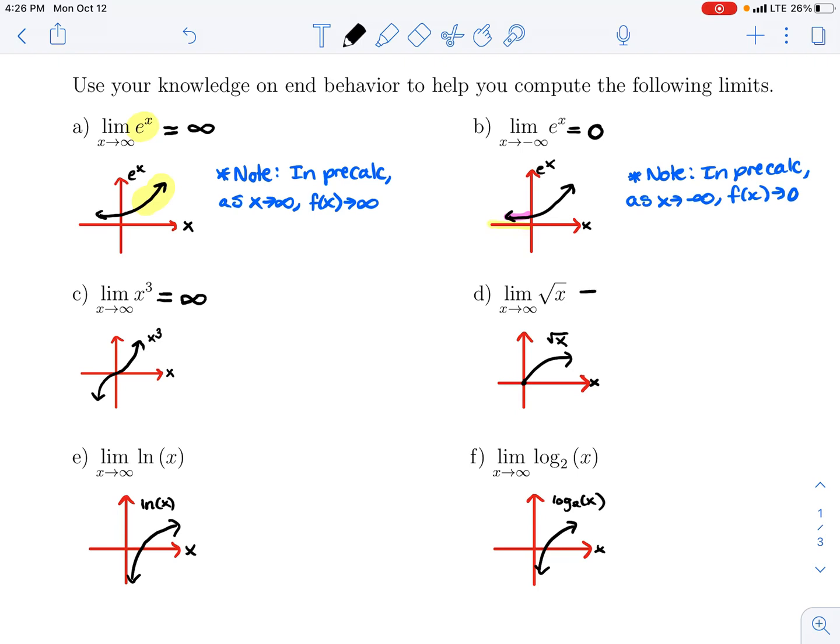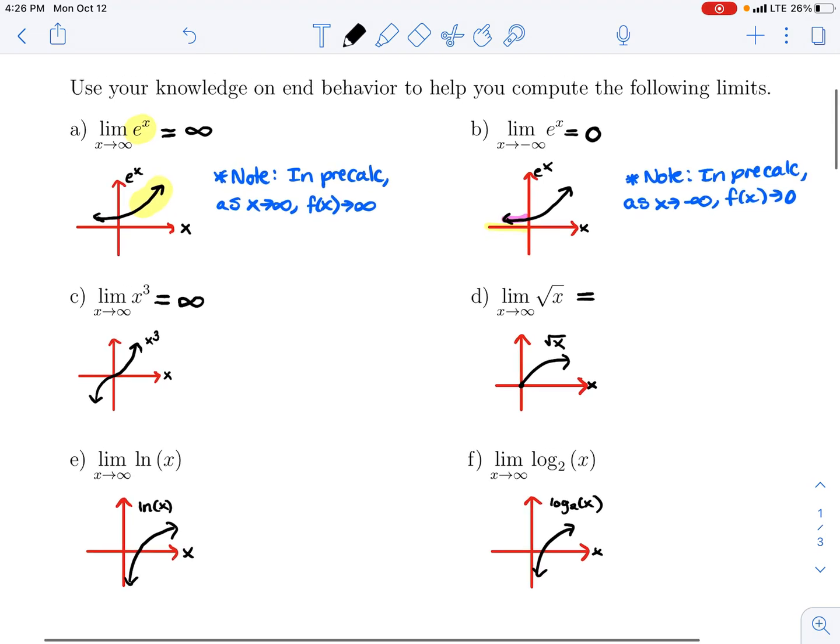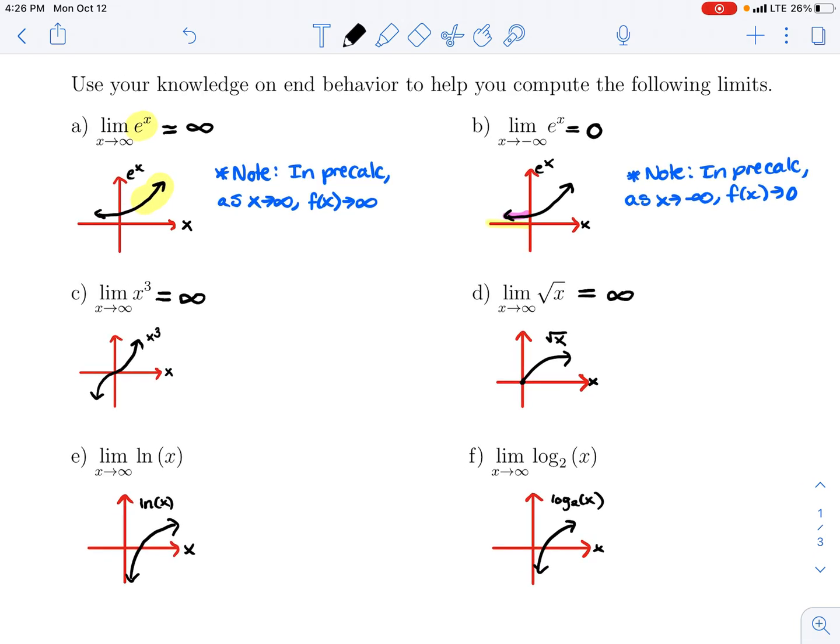Okay, moving on to part D here, I want to know what's happening as my x values are getting bigger, or in other words, as my x values are approaching infinity, what's happening to my square root of x? Well, it's also approaching infinity, right? It's also getting bigger and bigger. And so here, I would say that the limit as x approaches infinity of square root of x is equal to infinity.